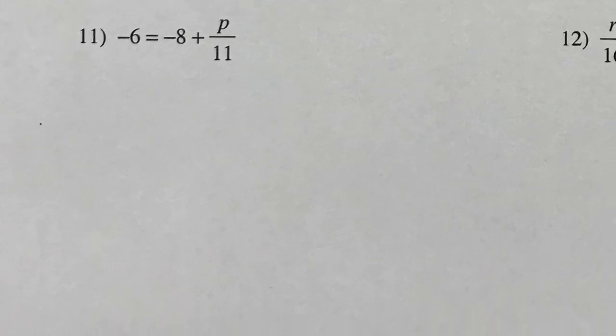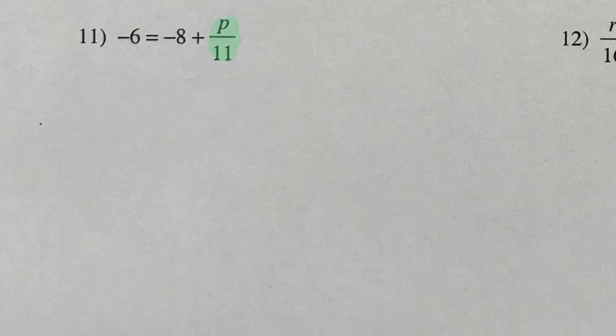Negative 6 equals negative 8 plus p over 11. Again, I want to get this by itself, okay? So what do I need to do first? I need to take care of that constant, and that's -8.